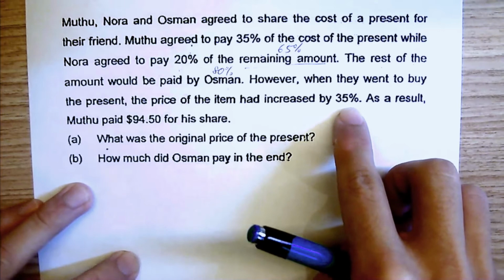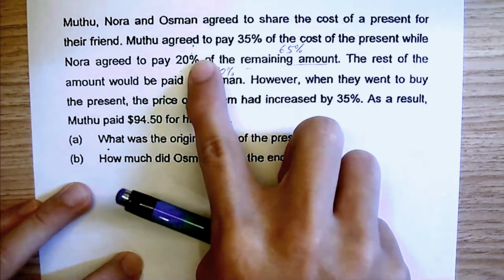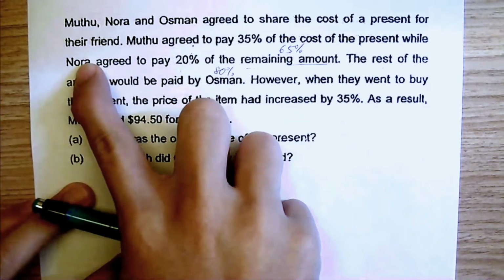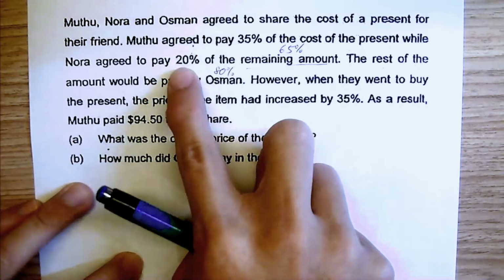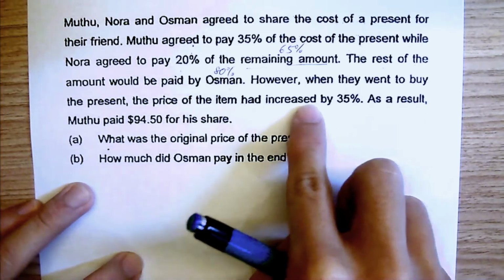Even though the price of the item increased, each of them still paid the same percentage. The percentage paid by each person is the same. Okay, just that the price is different. So do not get confused. Do not get confused by this statement.